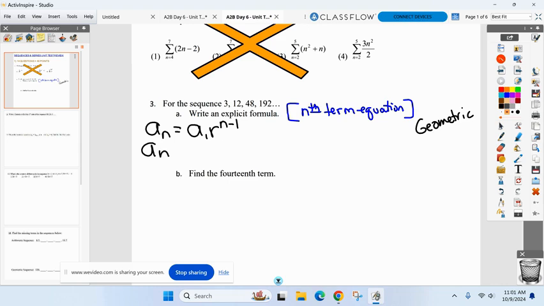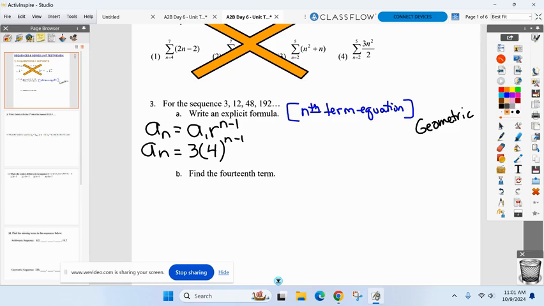A sub n equals, first term, 3 times. Now the only issue you might have is what's the r value? 4. And again, everybody, if you can't find it tomorrow, what's the trick? Divide by the previous term. So 4 raised to the, what's up top now? n minus 1. So there's part A. Nick, are you multiplying 3 and 4? No. Nobody is. You leave it just like that. That's what I'm looking for.